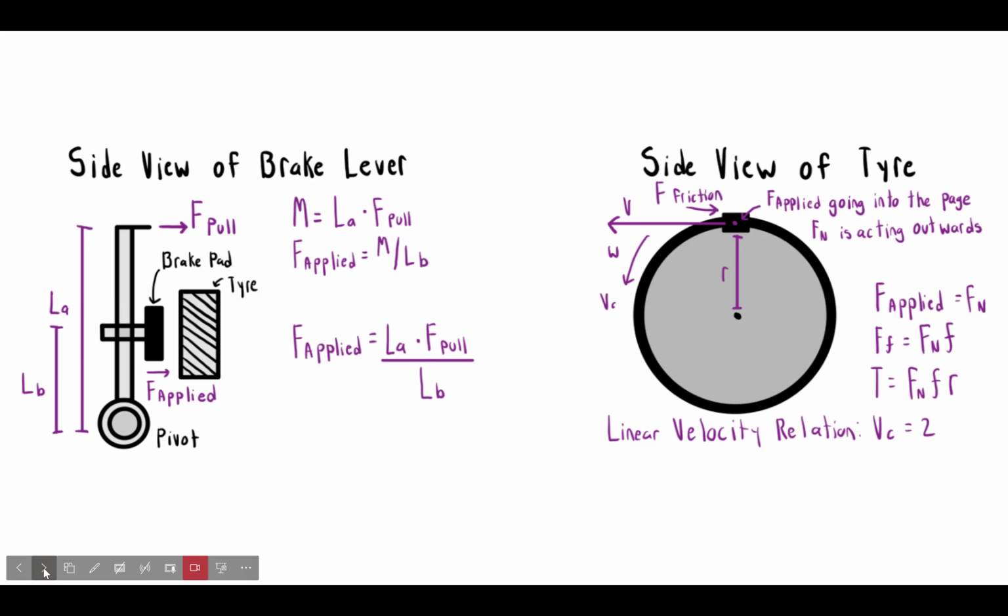On the side view of the tire, there's a diagram showing the whole tire itself. I assume the applied force and normal force are going into the page, since we're looking directly at the tire from the side. From there I assumed the normal force was the same as the applied force, which is why I have them equalized there. Then I calculated the force of friction being applied to the tire, and from there you can calculate the amount of torque that this friction force applies to the tire, using the radius of the tire.